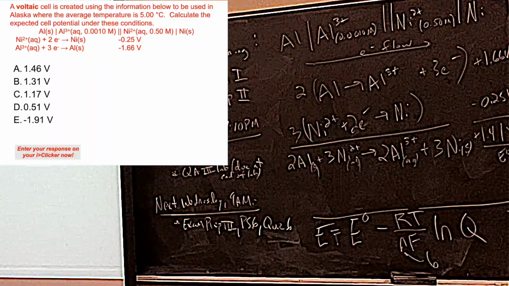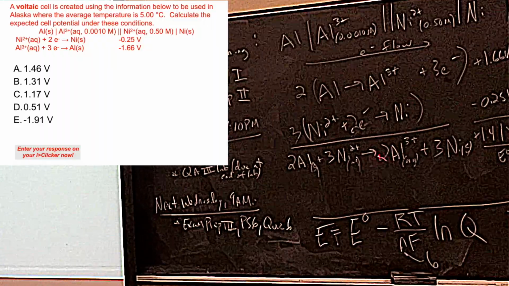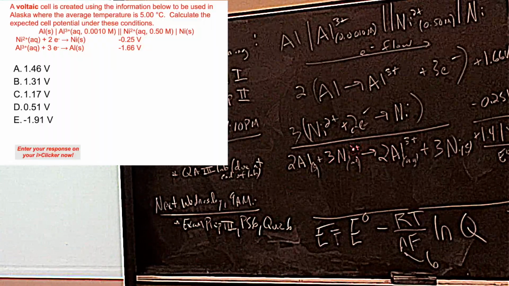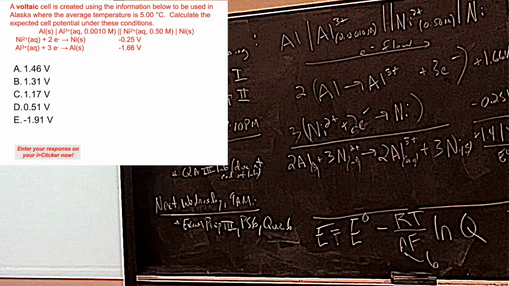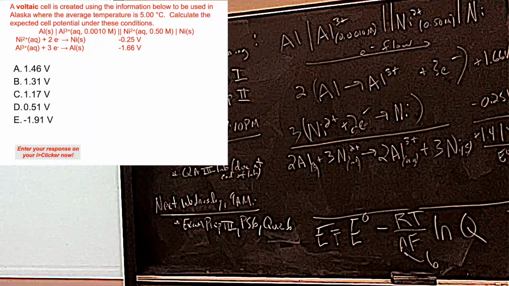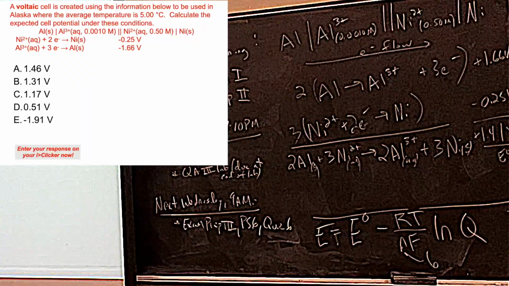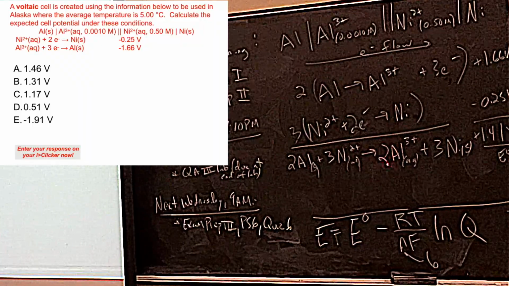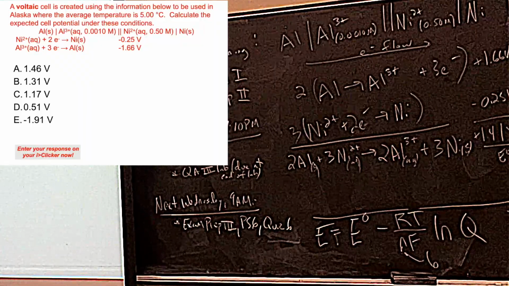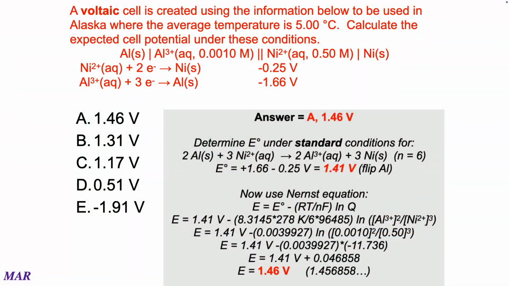And now Q, products: the aluminum 3 plus to the second power, divided by nickel 2 plus to the third power. The aluminum here is 0.0010, so that's 0.0010 squared divided by 0.50 to the third power. So you throw all that into your calculator, 1.46 volts is what you should end up with.